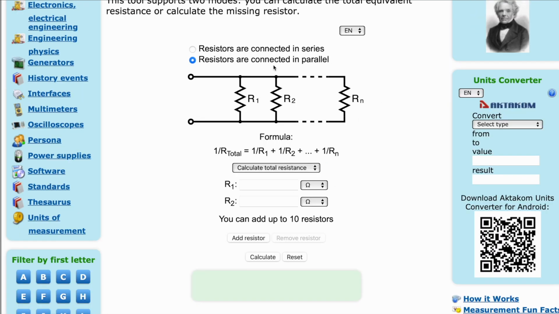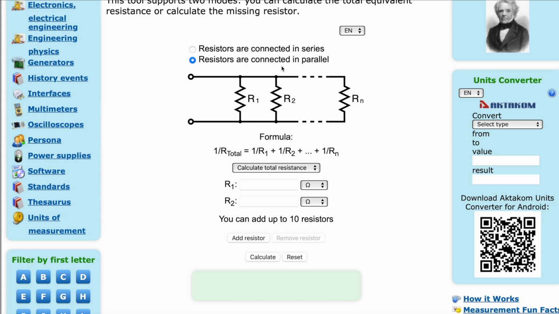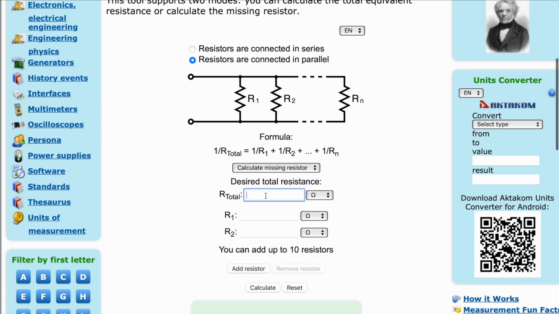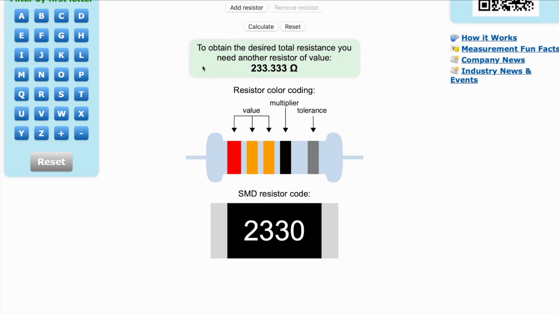In a parallel connection, the reverse problem also exists. There is a known common resistance of two resistors. One resistor is known and the second one needs to be calculated. In this case, select the calculation mode Calculate Missing Resistor. We enter the total value of 70 ohms and one resistor 100 ohms. Calculate and get the value of 233.3 ohms. And you can immediately see the color marking or SMD marking of the calculated resistor. Fast and convenient.